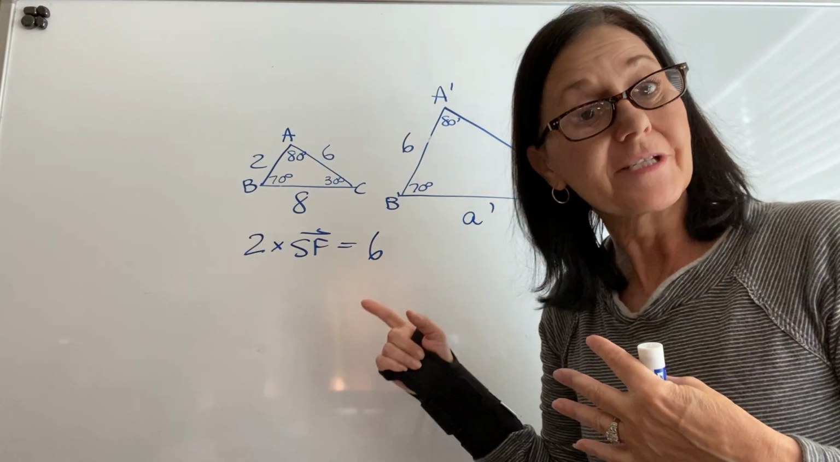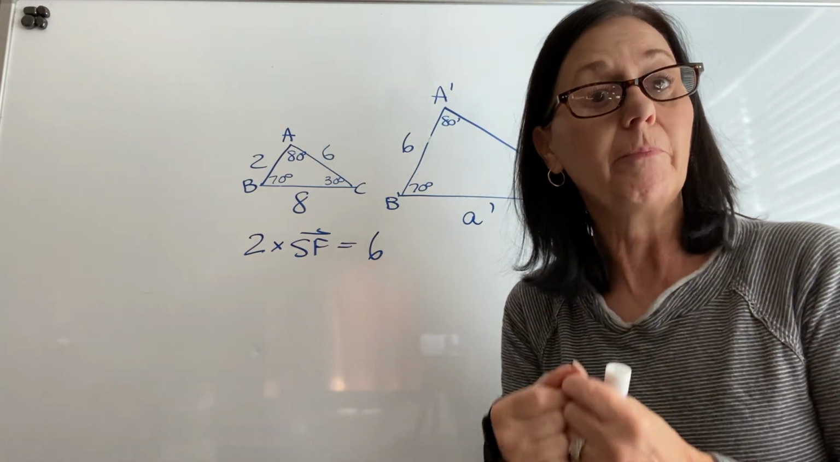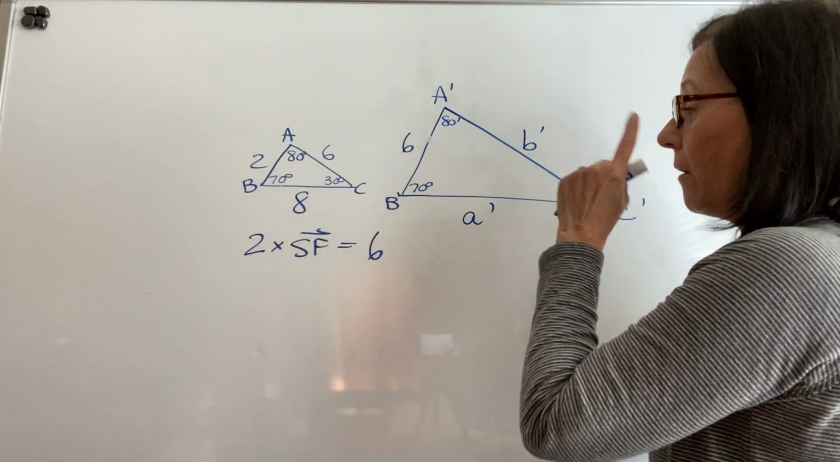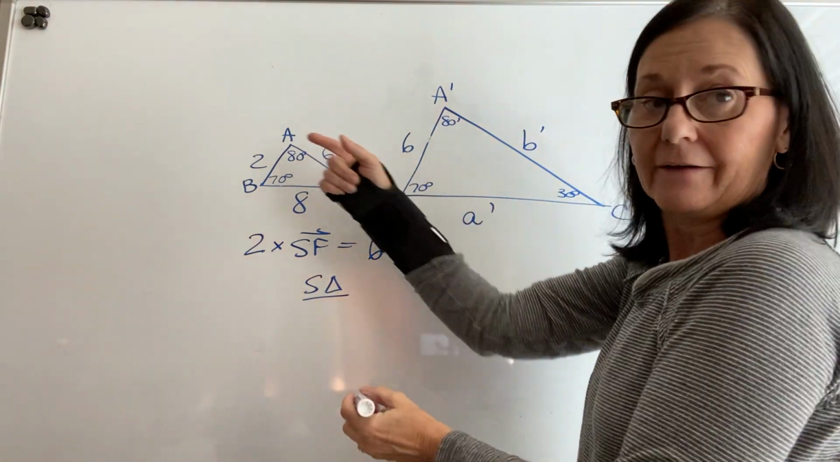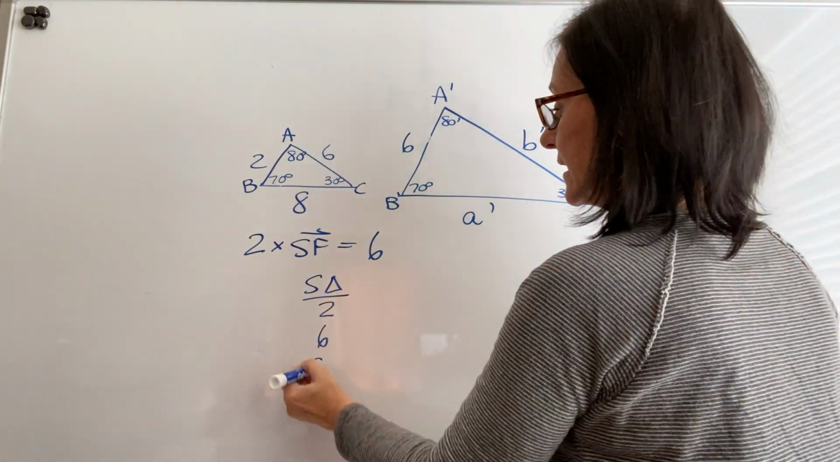So we can use scale factors or we can use proportions. All right, so I like to write it like this. In the smaller triangle on the left, we have 2, 6, and 8.